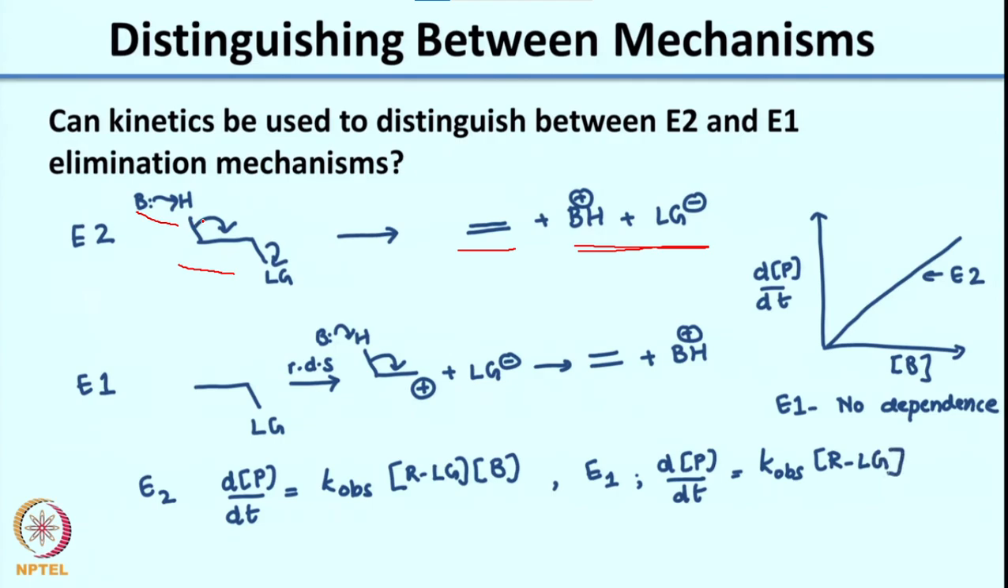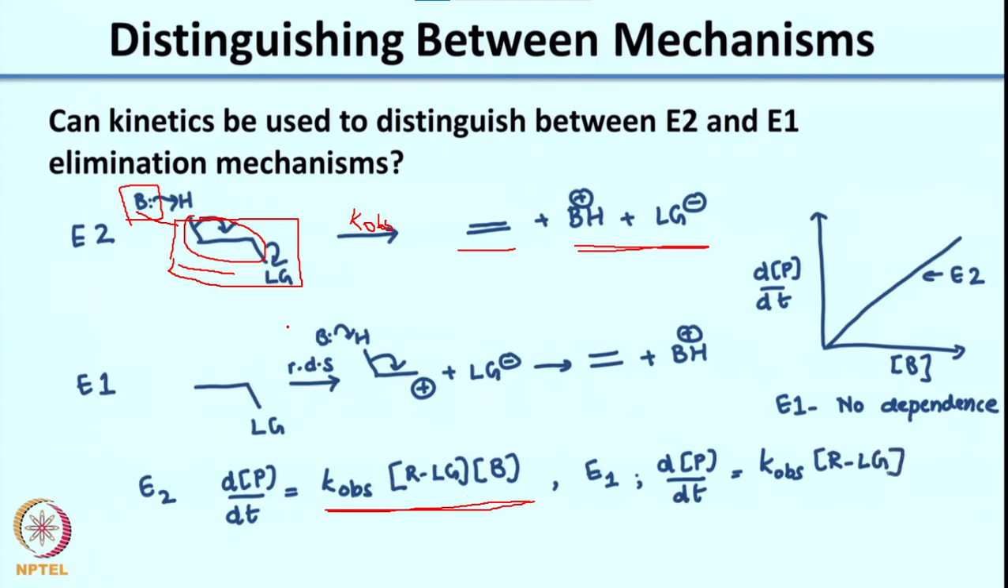That means if we write the rate equation for this reaction E2, what will happen? We are considering this group as R and the leaving group, so this whole moiety is R-LG. So the rate will depend on the concentration of R-LG and k observed. We are taking k observed here, right? And the concentration of B also, because the base is also here. So this will become the rate equation for the E2 elimination reaction.